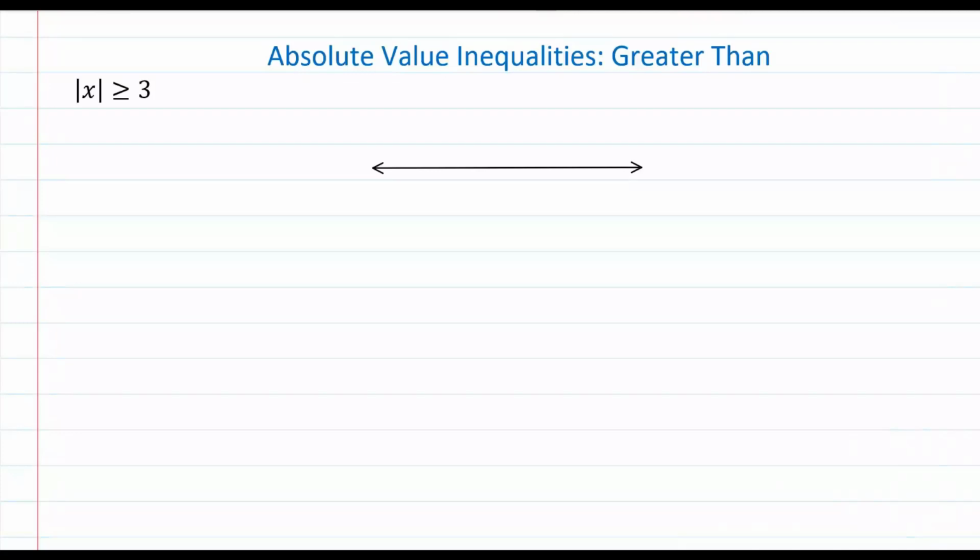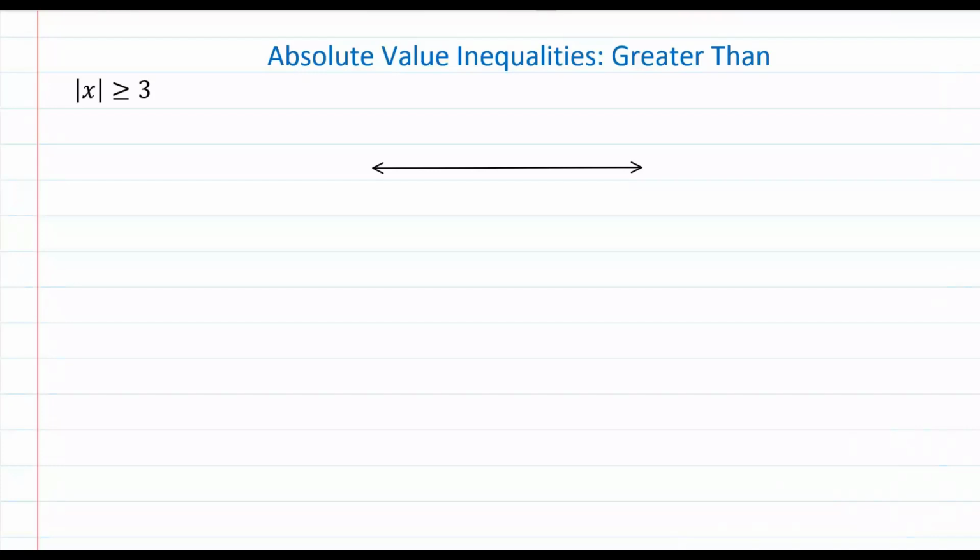Welcome back, mathematicians. In this video, we're going to look at absolute value inequalities, and we're going to focus on greater than inequalities. What that means is we'll have the absolute value of a variable expression greater than or possibly greater than or equal to a value. In this case, I'm going to look at an example to help understand how to solve these, which is the absolute value of x is greater than or equal to 3, but this could also be true for greater than 3 instead of greater than or equal to 3.